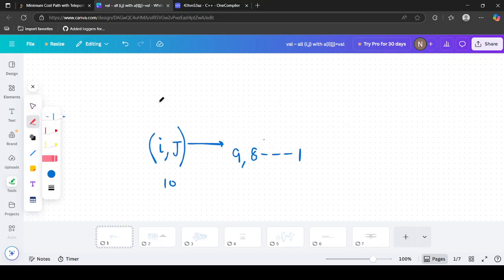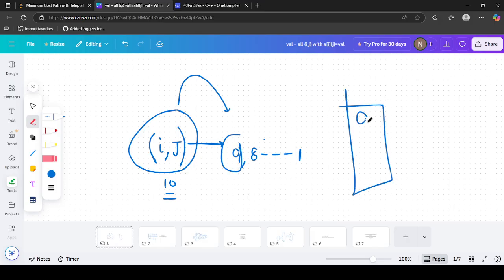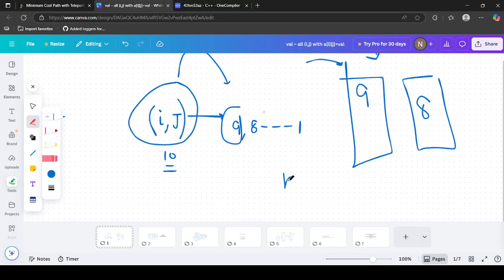So let's take some examples. Suppose we are at a cell and the value of this cell is 10. From this, with a cost of 0, we can move to any cell with a value of 9, or to any cell with a value of 8 with cost 0, and so on till 1. And in this way, we can use up to k operations in the whole path.